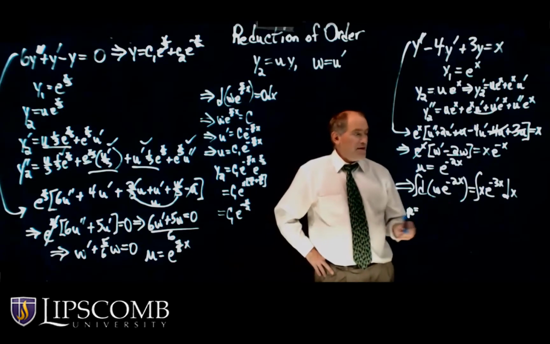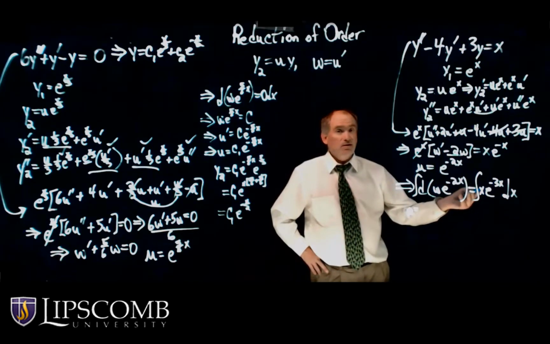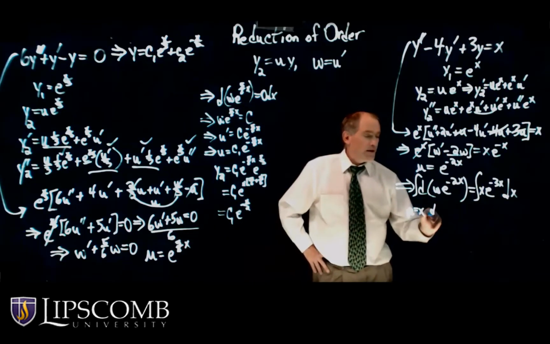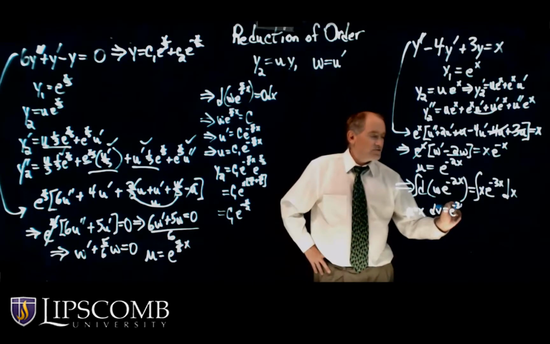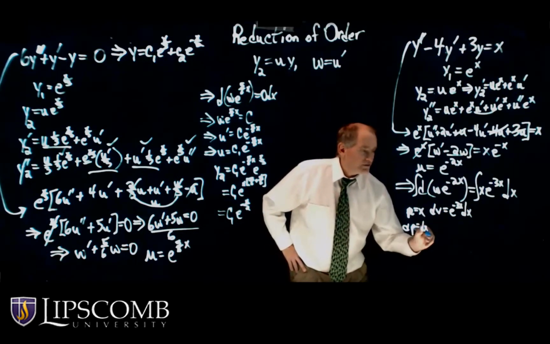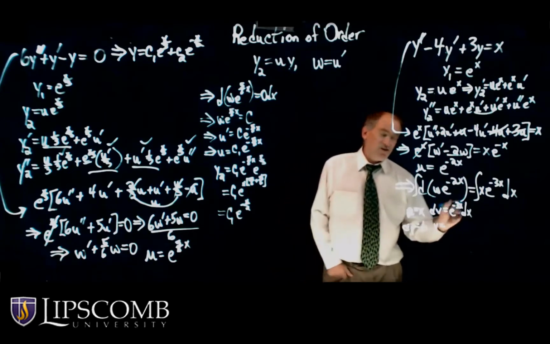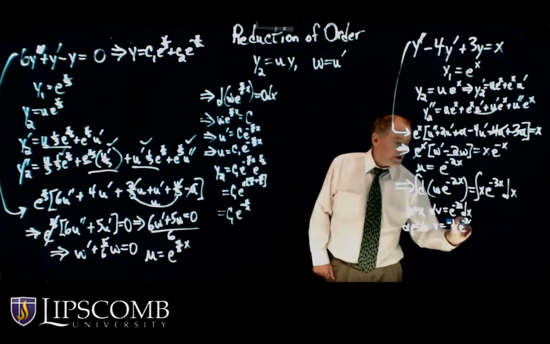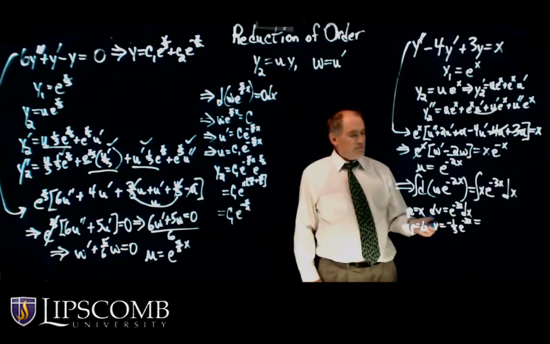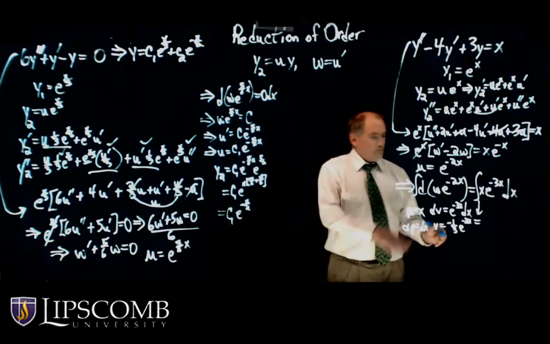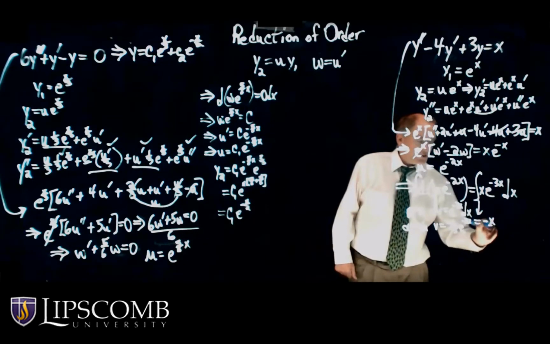P is going to be equal to LIATE, log, inverse, algebraic. So we'll call p equal to x. dv will be equal to e to the minus 3x dx. dp will be equal to dx. V, integrate that, so you need a minus 3, so it'd be minus 1/3 e to the minus 3x. So this integral, just that integral, equals p times v, so that would be minus x over 3 e to the minus 3x.